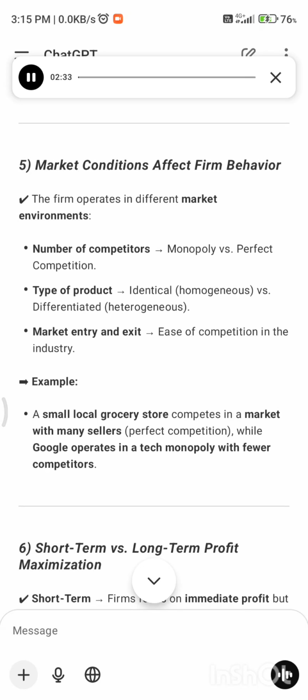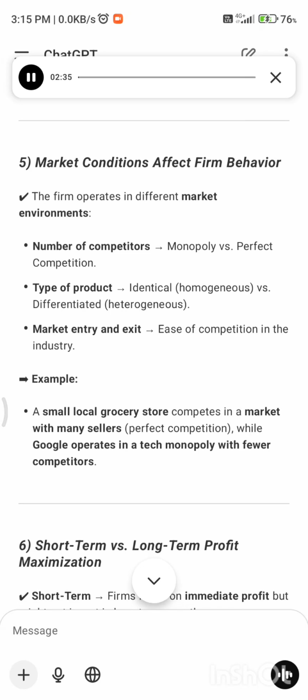5. Market conditions affect firm behavior. The firm operates in different market environments. Number of competitors, monopoly versus perfect competition. Type of product, identical, homogeneous versus differentiated, heterogeneous. Market entry and exit, ease of competition in the industry.